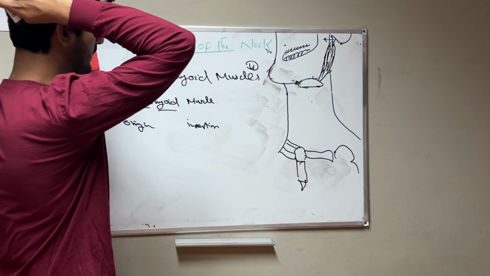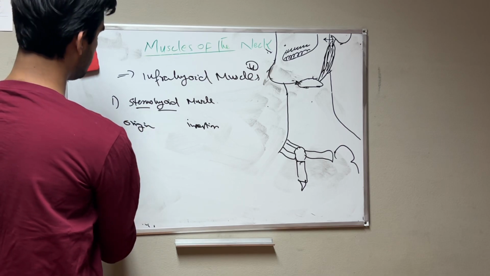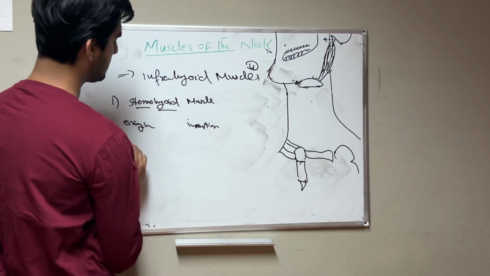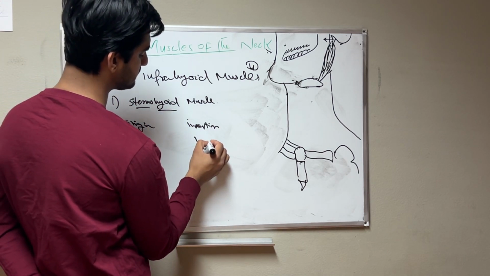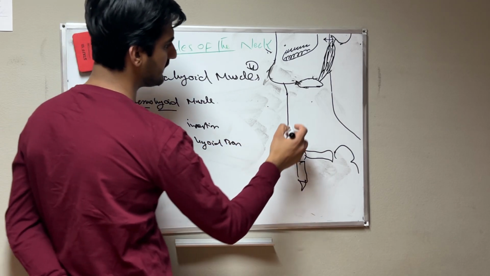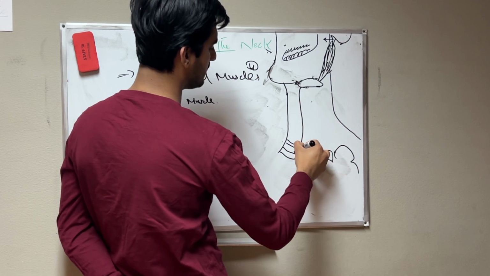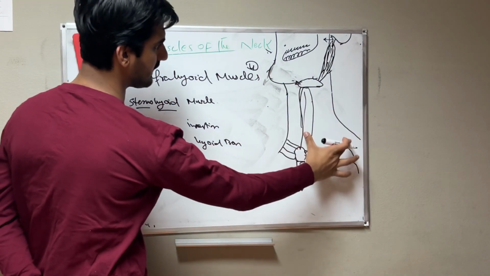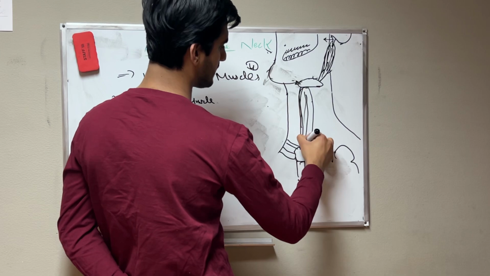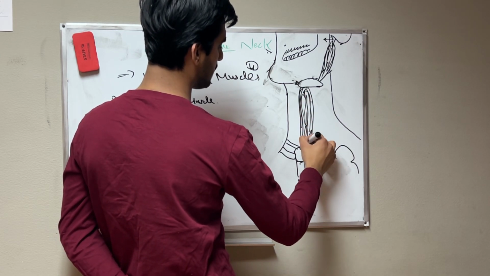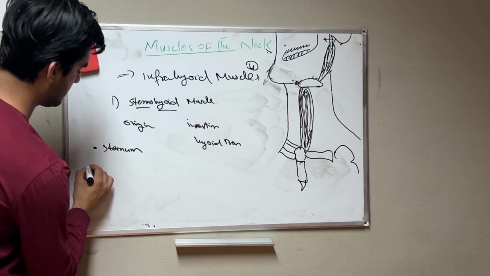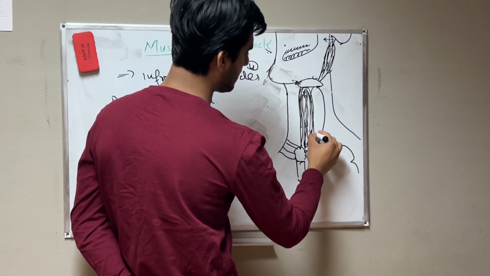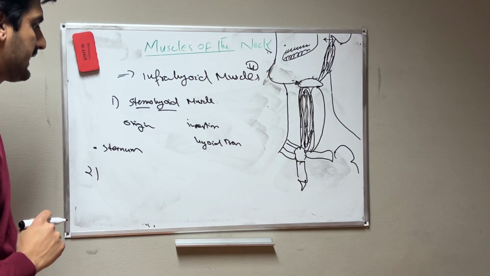Now if we talk about the sternohyoid muscle, it originates from the sternum and is inserted into the hyoid bone. This is the muscle which originates from this one. This is the sternohyoid muscle, in lateral view of the neck. Which muscle is this? Sternohyoid muscle. Then we have the second muscle, here behind the sternohyoid muscle. Its name is the sternothyroid muscle.